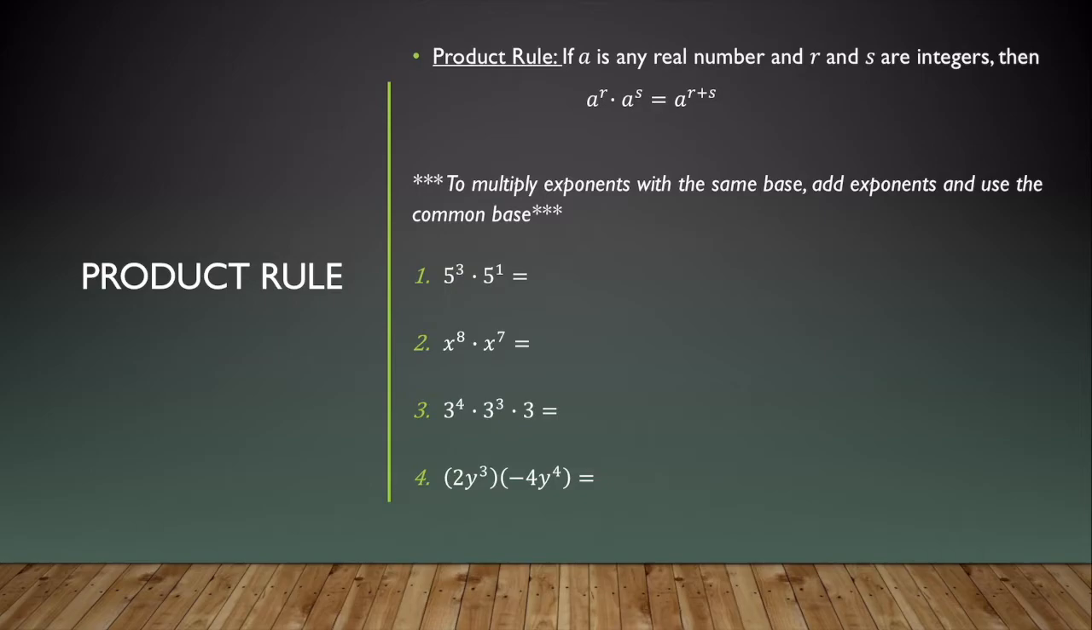The first rule I want us to take a look at is the product rule. If a is any real number and r and s are integers, then a to the r times a to the s is a to the r plus s. So basically what we're saying is to multiply exponents with the same base, we add exponents and use the common base. Why does this work?